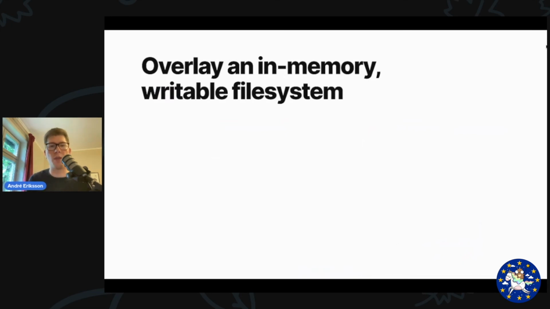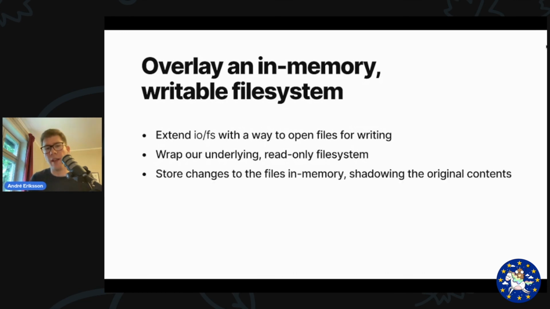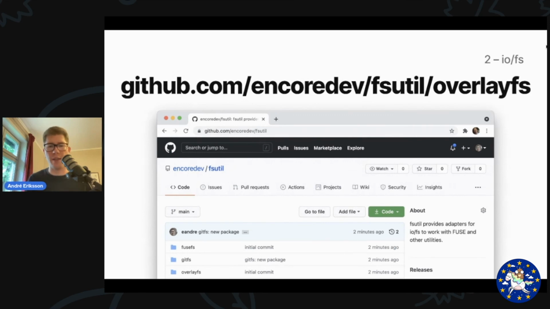So what we need to do is overlay an in-memory writable file system on top of all of this. And the idea is that we'll extend IOFS with a way of opening files for writing that will wrap the underlying read-only file system. And once we do that, when we're actually writing files, we'll only do that in memory. And this overlay file system will shadow the original contents. So in that way, you get a writable file system on top of a read-only file system. And we did that too, and open sourced that as well. So you can check that out.